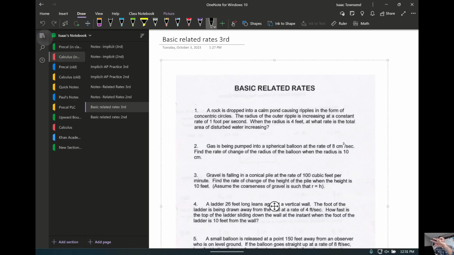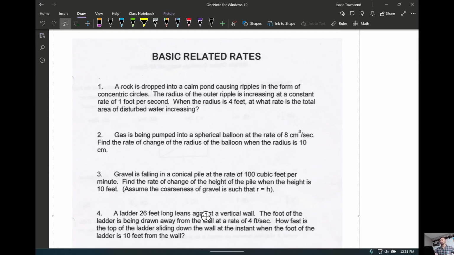Okay, so next up, let's move on to our practice worksheet here. Which number was the notes again?